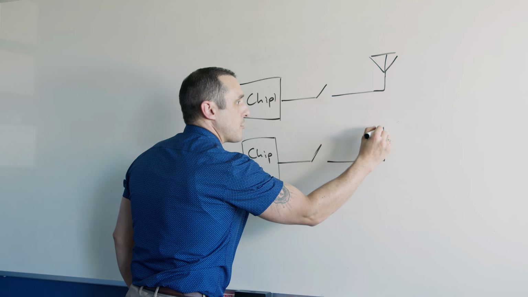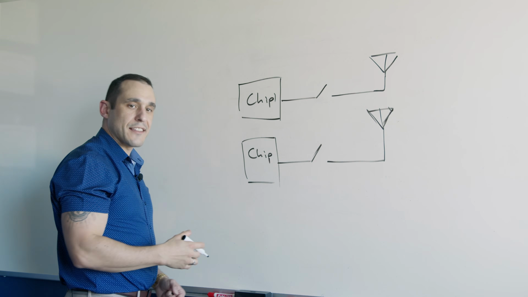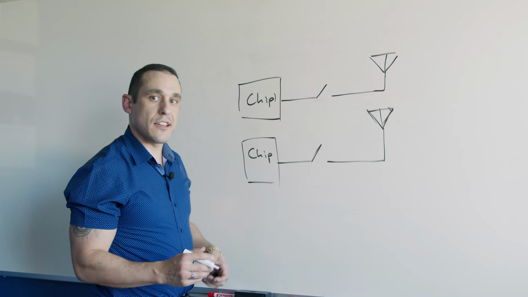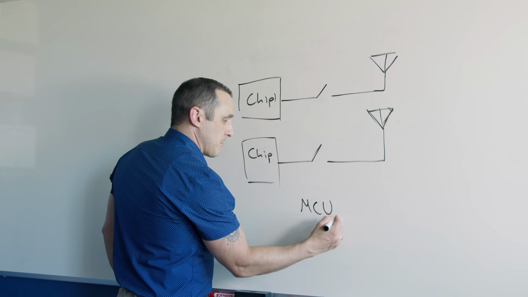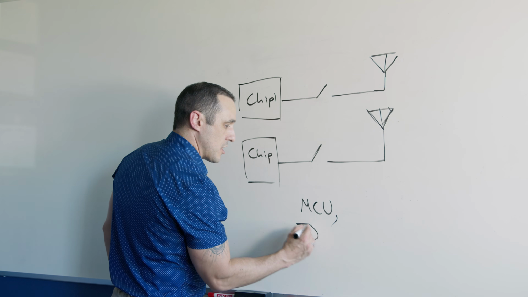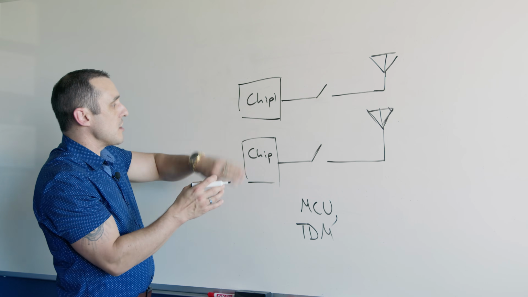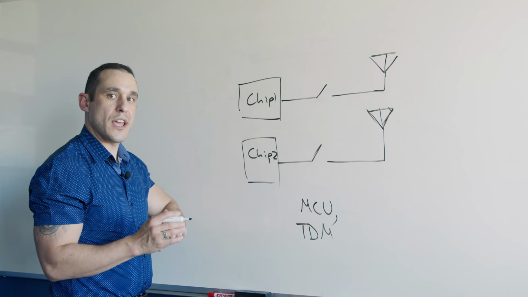And then you would need to have your host processor toggle which of these switches is active so that you're only receiving and transmitting on one of these antennas at any given time. So you're basically going to have an MCU that implements time division multiplexing. So you're basically manually switching and toggling when each of these chips is active and transmitting over its own antenna.